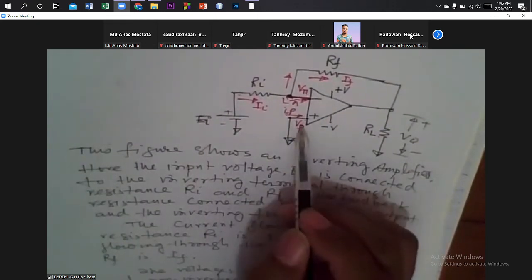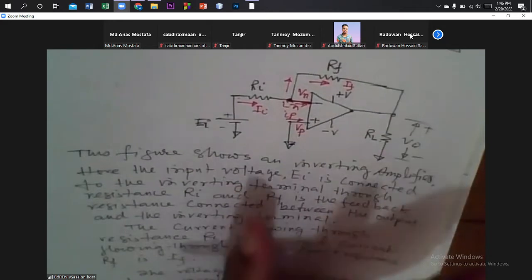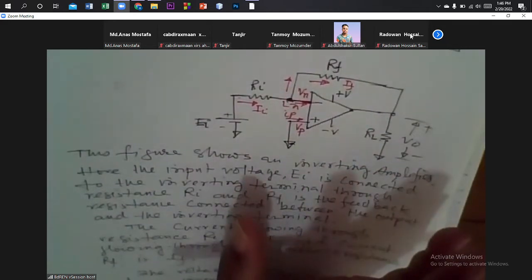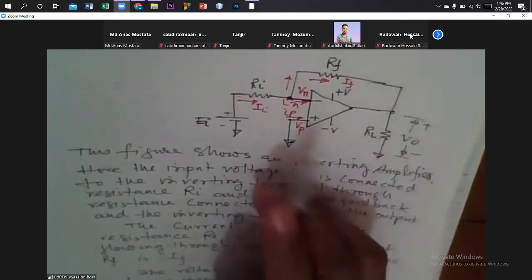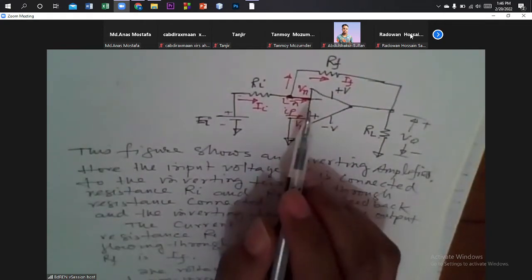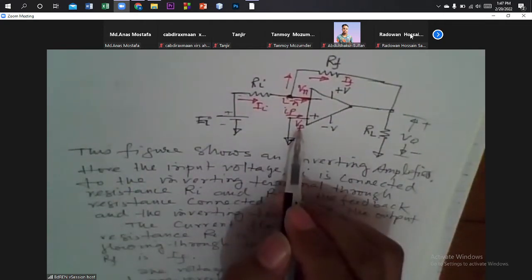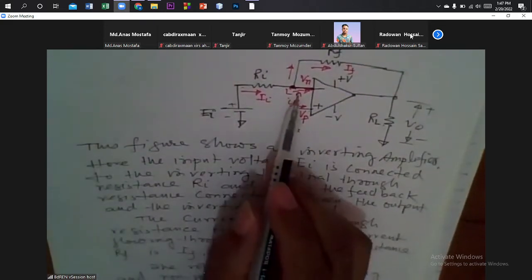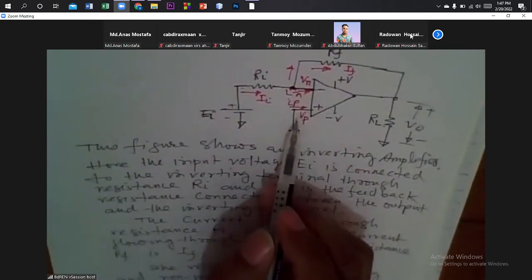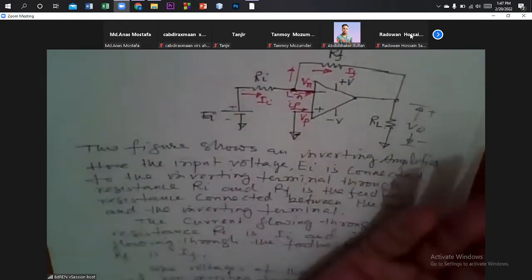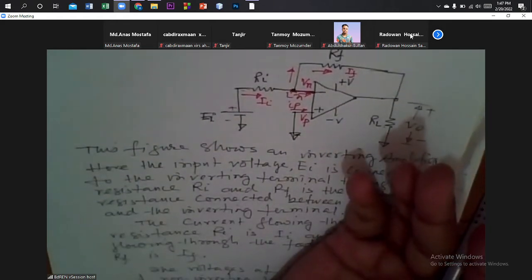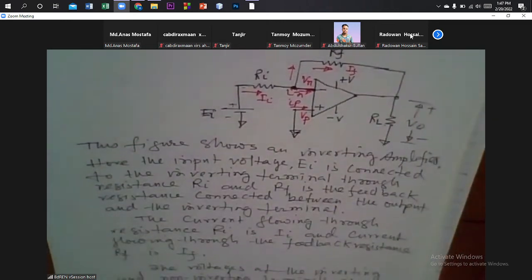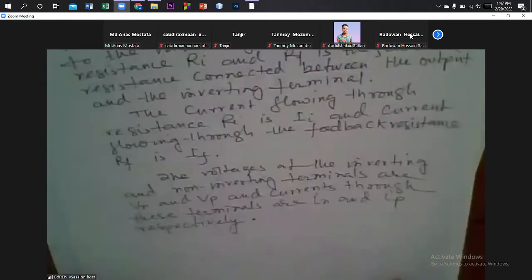But for VP and VN, we have not said whether it is 0 or there is some value. Approximately, IN and IP are 0. We have not said anything about VN and VP. You check your notebook. Have you written anything about VN and VP? We have written only IN and IP are 0, but not VN and VP. It may be 0, may not be 0. Clear?